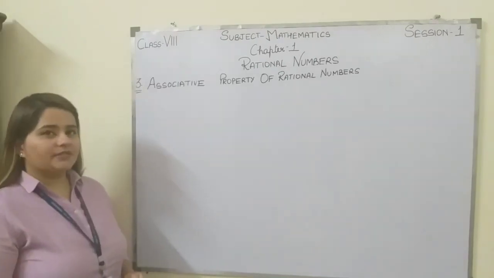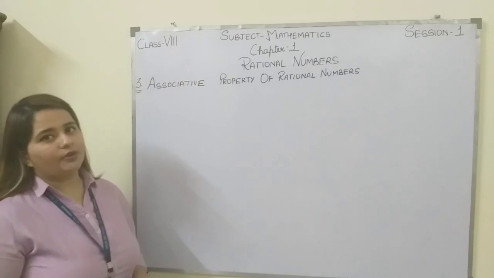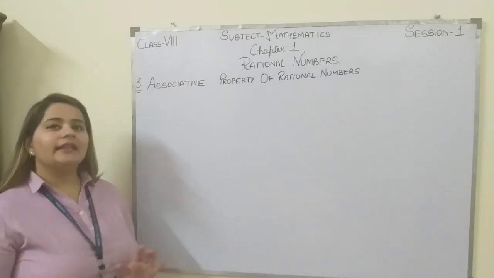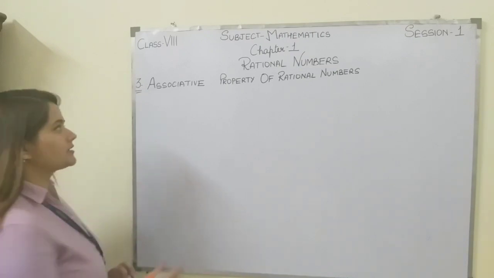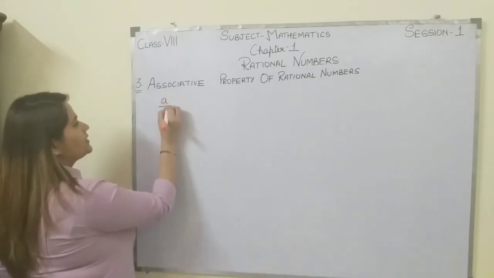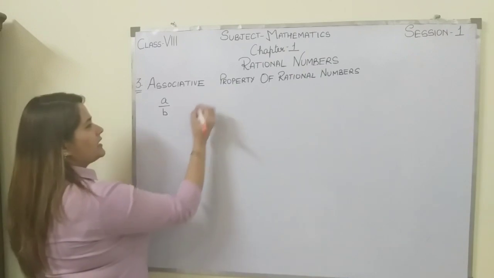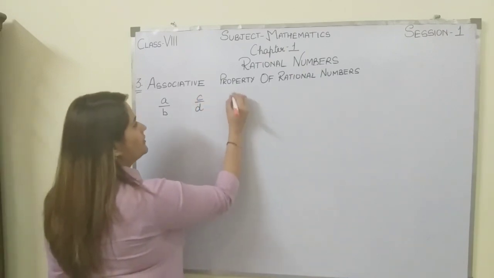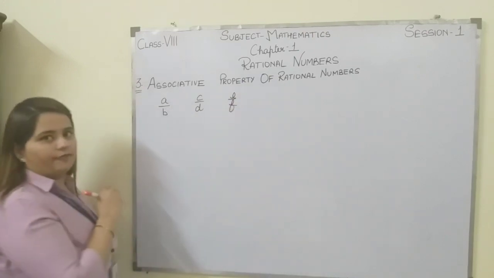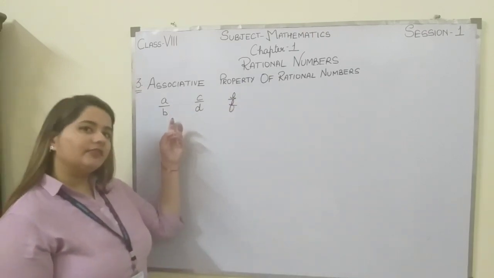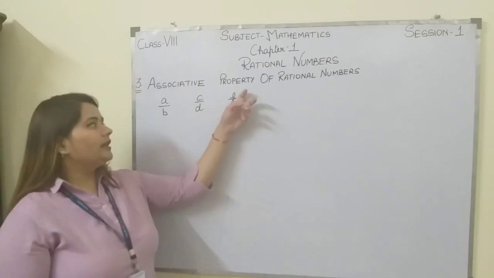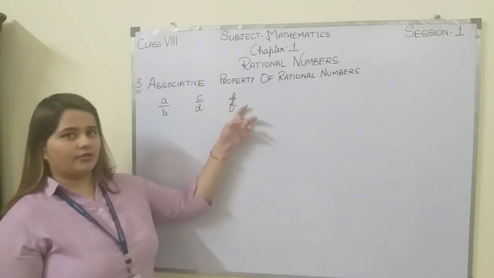So the third property is associative property of rational number. In associative property of rational number, let's consider three rational numbers. So the first rational number is a by b. The second rational number is c by d. And the third rational number is e by f.